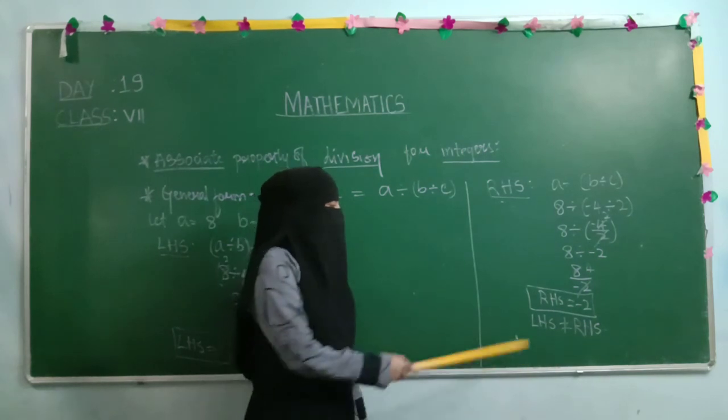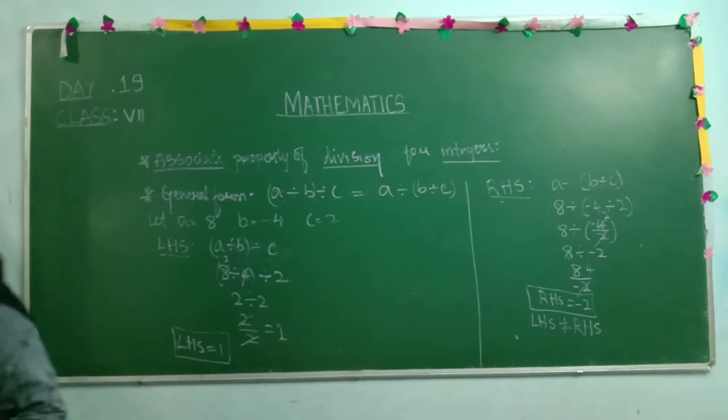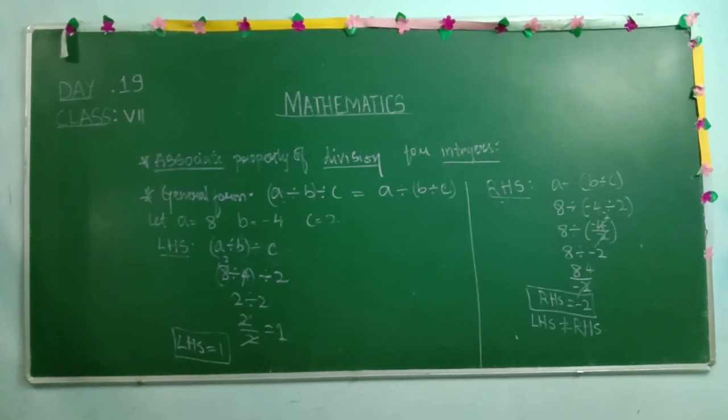We observe that LHS and RHS are not equal. So what do you have to say? Yes, we have to say that integers are not associative. The most important thing we need to write is that they are not associative. Okay? So integers are not associative under which operation? Under division. So we have observed here that integers are not associative under division and under subtraction, but integers are associative under addition and under multiplication.